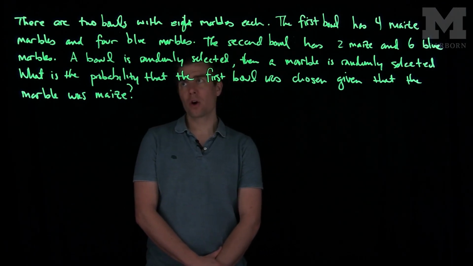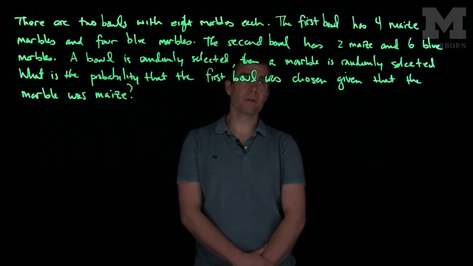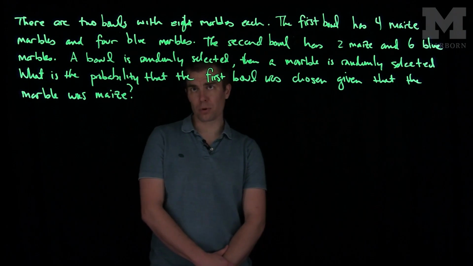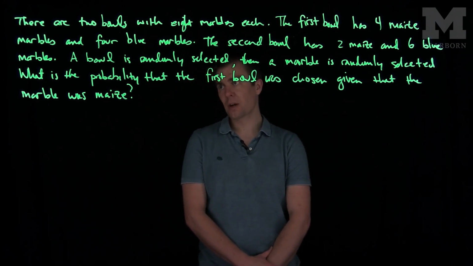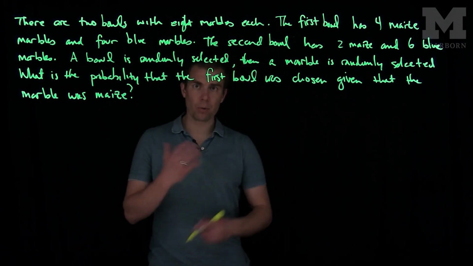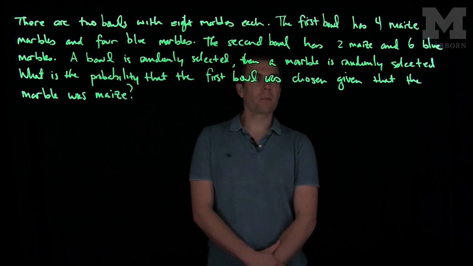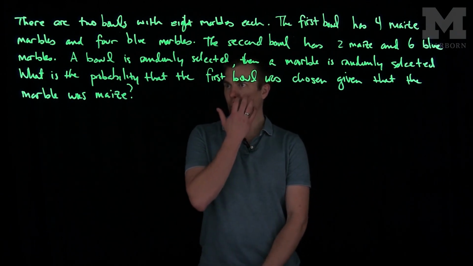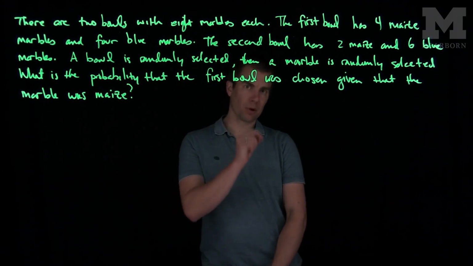In this problem we're given that there are two bowls, each of which has 8 marbles. The first bowl has 4 maize and 4 blue marbles, and the second bowl has 2 maize and 6 blue marbles. A bowl is chosen randomly, and we'll assume that each bowl is equally likely to be chosen. And then a marble is randomly selected from that bowl. We would like to know the probability that the first bowl was chosen given that the marble was maize.